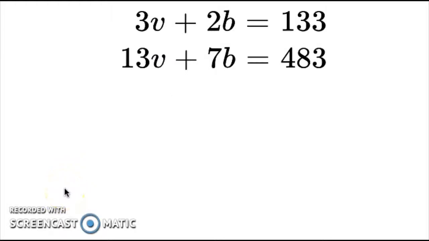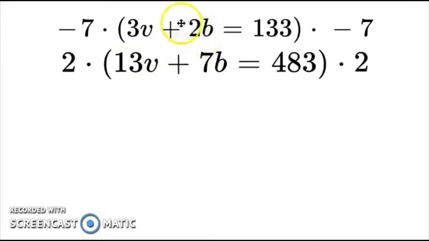Alright, so we have to make a pair of variables the same but with different signs. I'm going to change the B's. I'm going to make them 14 and negative 14. So I'm going to multiply the top by negative 7 to make this negative 14. Multiply the bottom by 2 to make it positive 14. So multiplying negative 7 times 3 is negative 21V minus 14B equals negative 931.